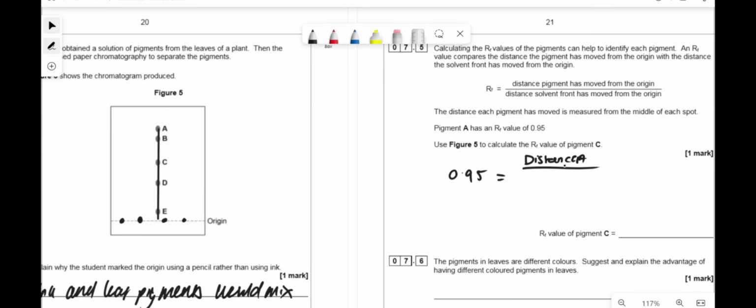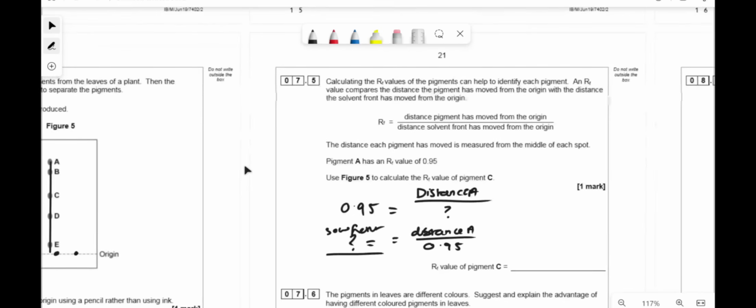All right. And over the solvent front, which we don't know. So you want to rearrange this to get the solvent front. So that's going to be the solvent front equals the distance A over 0.95. Now that you have the solvent front, you can work out the RF value of C. So C's RF value would be distance C over what you just worked out, the solvent front.